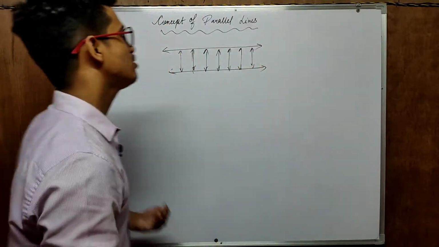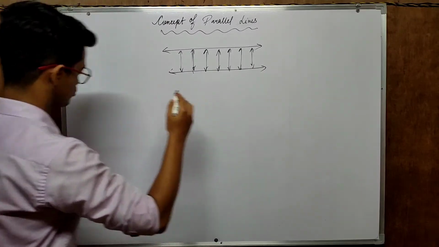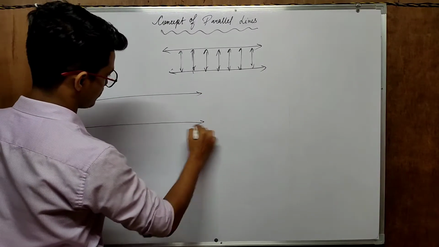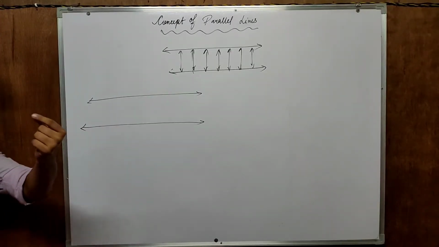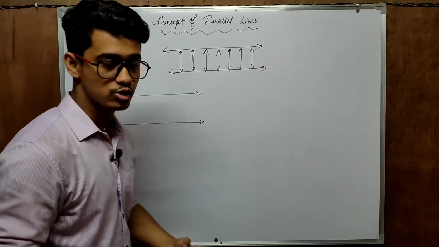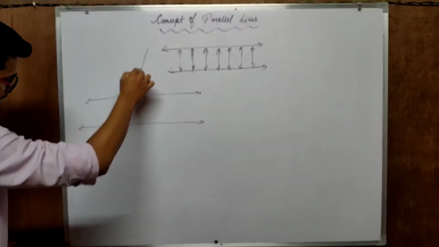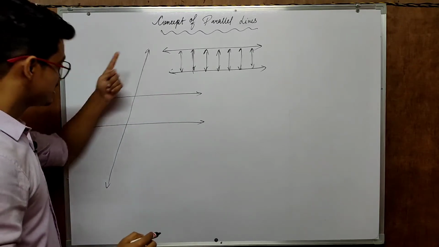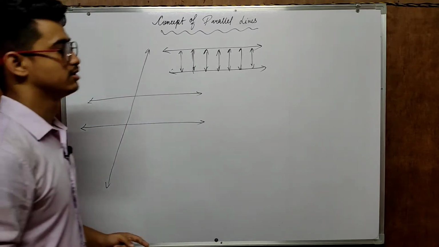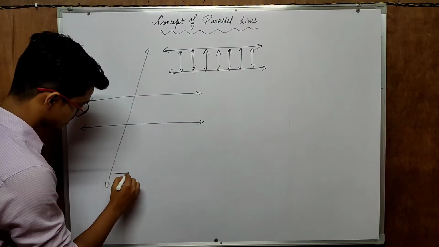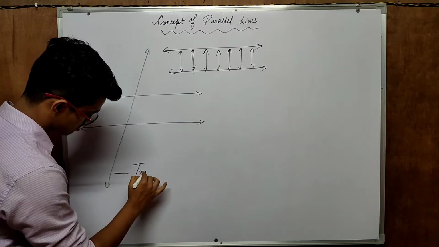Now there is one more concept related to parallel lines. Now see, this is one parallel line, and now a new line will be introduced over here, that new line will be this one. This line is called a transversal. Let me just write this name, transversal.